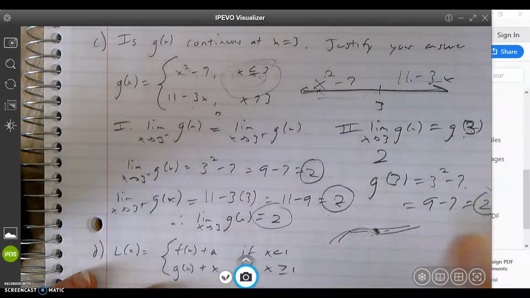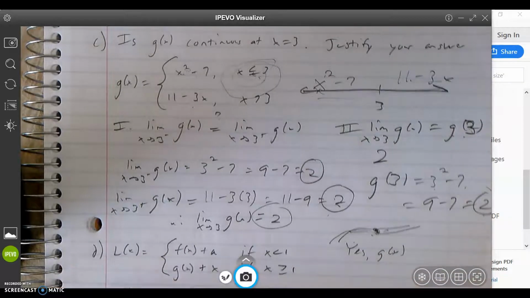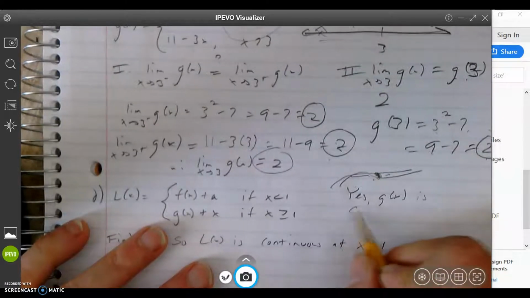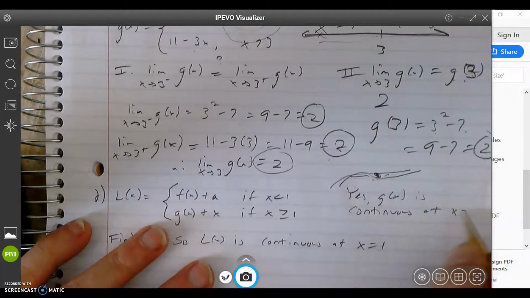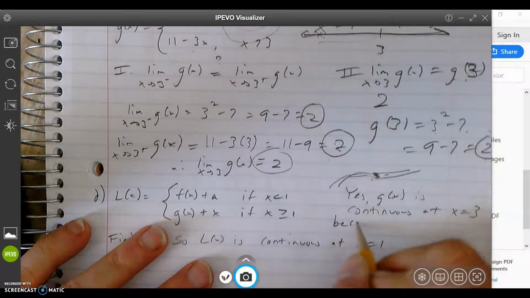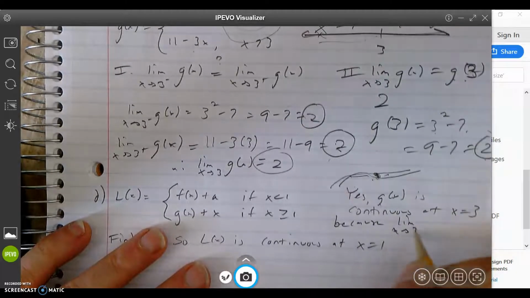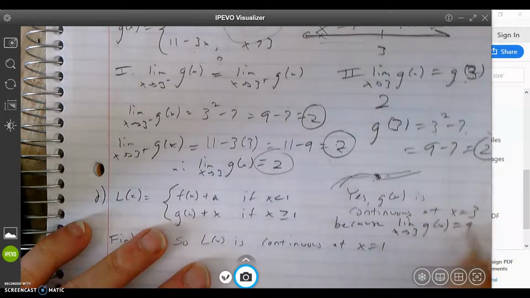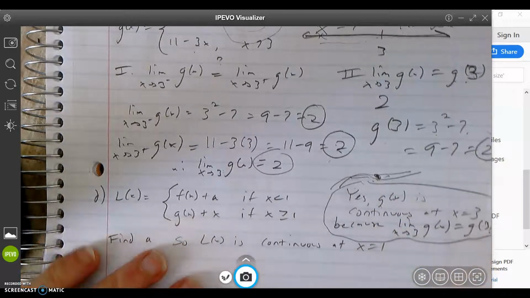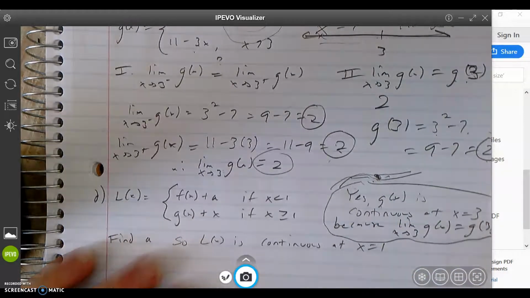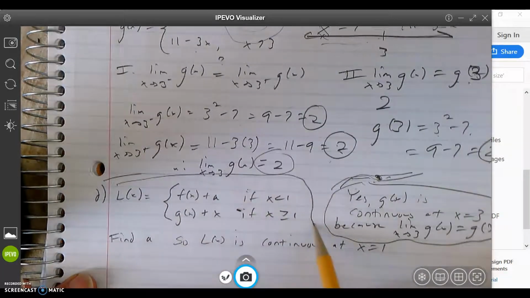So that means you can draw it without picking up your pencil. So this is a yes. Yes, g of x is continuous at x equals 3 because the limit as x approaches 3 of g of x equals g of 3. Bam. There we go. That's the answer to part C. Cool. All right, part D, almost done.